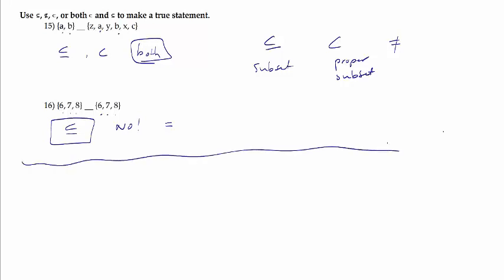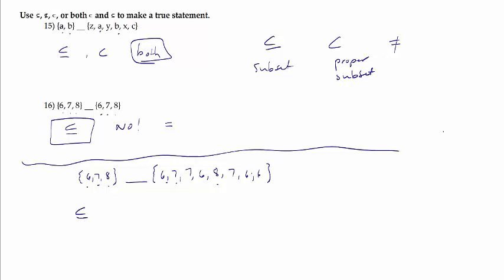Let me go ahead and add on one more. Suppose I have the set 6, 7, 8. And on the other side, I have 6, 7, 7, 6, 8, 7, 6, 6. Same question. Which symbols can I use? Can I use subset, proper subset, both, or neither? Well, the set on the left, 6, 7, 8, is definitely a subset because you can see that all of those elements are contained in the right-hand side. My second question is, are the two sets equal to each other?